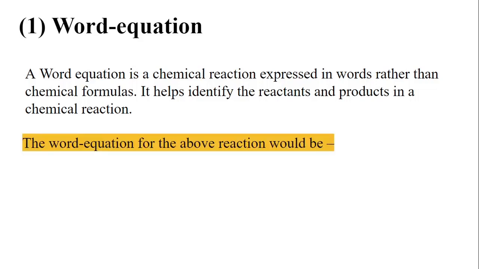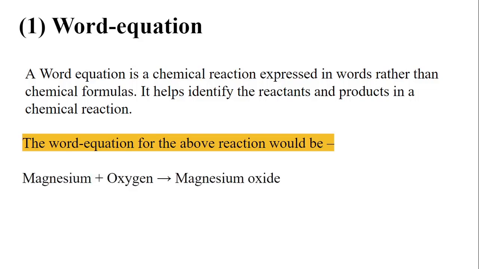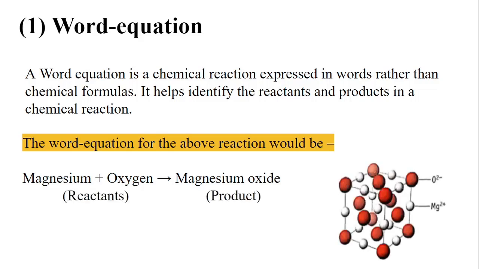Let us understand. The word equation for the above reaction, from our Activity 1.1, we can write as magnesium plus oxygen gives magnesium oxide. The substances that undergo chemical change in this reaction, magnesium and oxygen, are the reactants. The new substance, magnesium oxide, formed during the reaction is the product.